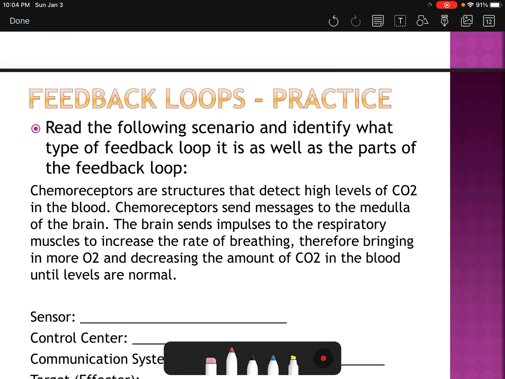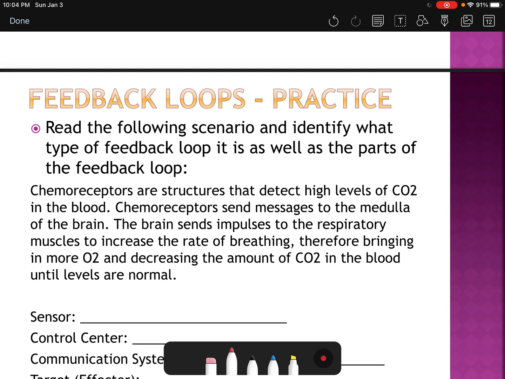So let's read this little scenario, and let's see if you can figure out what type of feedback loop this is, as well as what are the 4 different parts of the feedback loop. Chemoreceptors are structures that detect high levels of CO2, carbon dioxide, in the blood. Chemoreceptors send messages to the medulla of the brain. The brain sends impulses to the respiratory muscles to increase the rate of breathing, therefore bringing in more oxygen and decreasing the amount of CO2 in the blood until levels are normal.